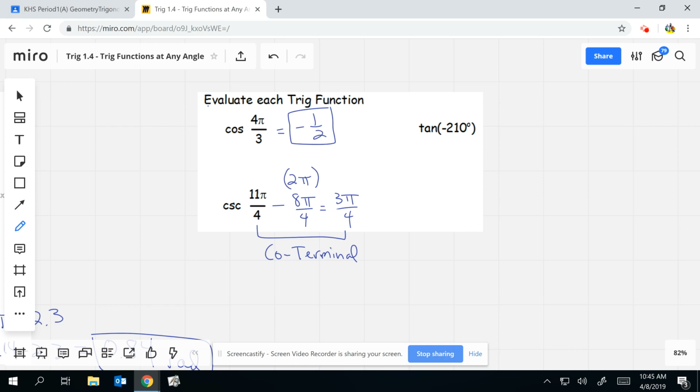So I want to look for 3 pi over 4 on my chart. If I go down the radians, 3 pi over 4 is at 135, and I go all the way over to cosecant, it's a positive radical 2. So my answer to that one is just radical 2.